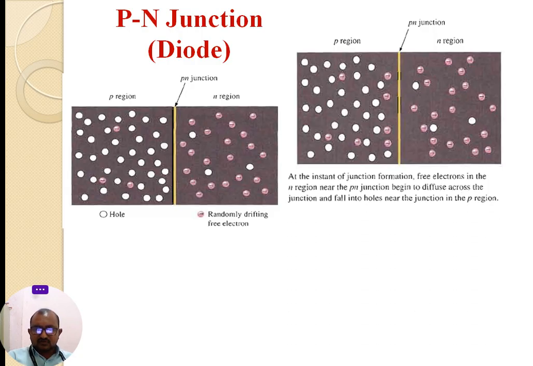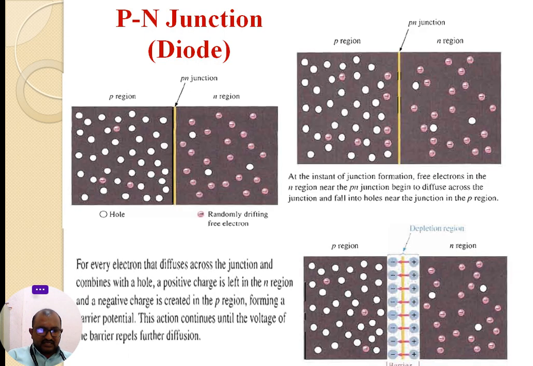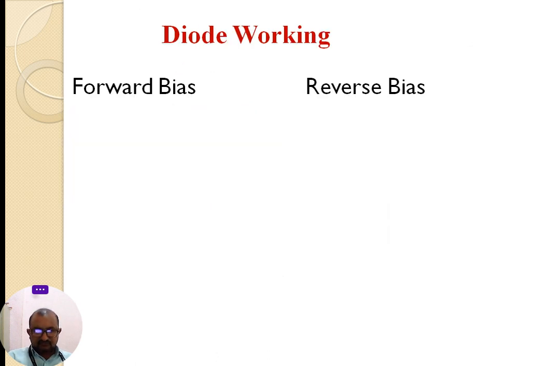At the instant of junction formation, free electrons in the n region near the p-n junction begin to diffuse across the junction and fall into holes near the junction in the p region. This is the barrier potential. The barrier potential is developed between the p region and the n region. This is called the depletion layer. For every electron that diffuses across the junction and combines with a hole, a positive charge is left in the n region and a negative charge is created in the p region, forming the barrier potential. This action continues until the barrier voltage repels further diffusion.